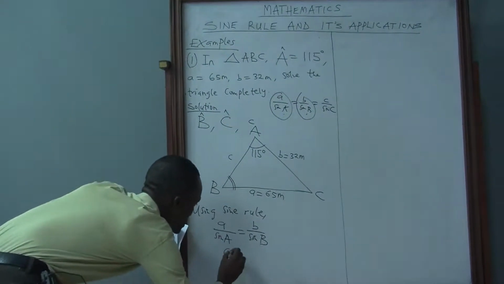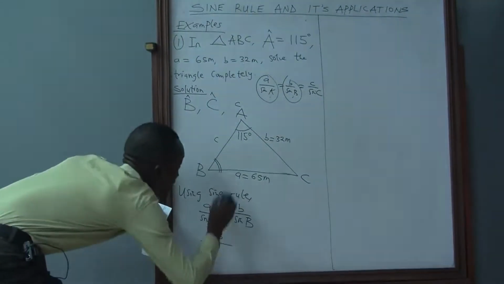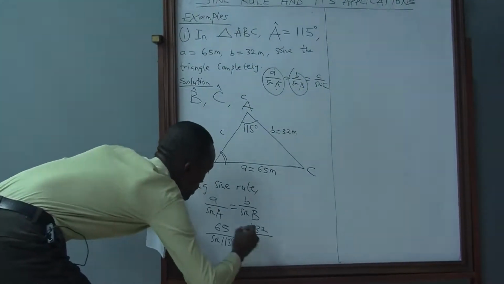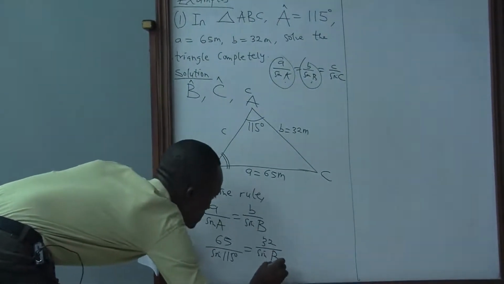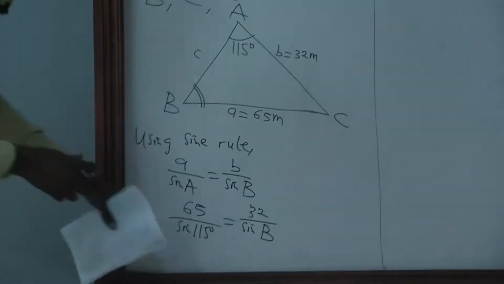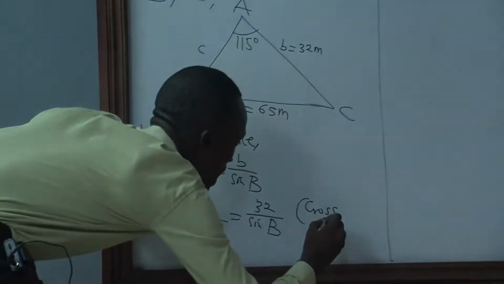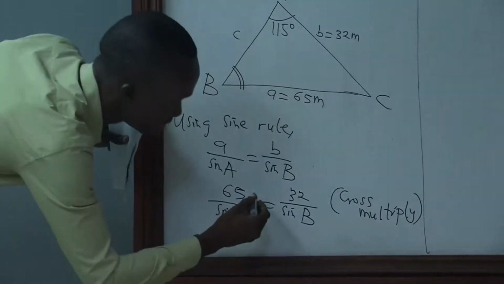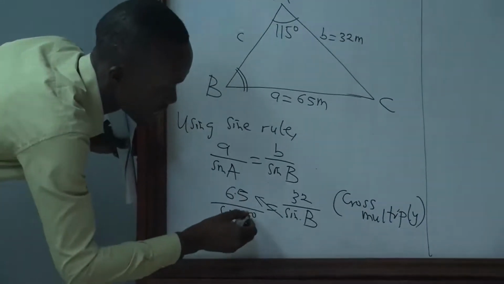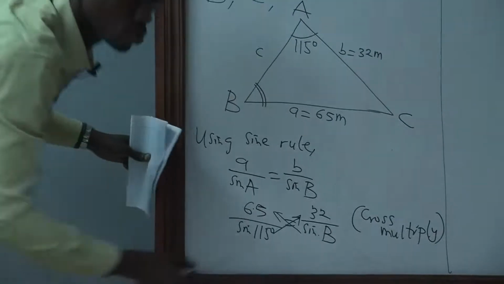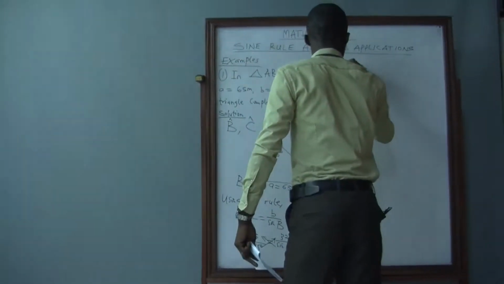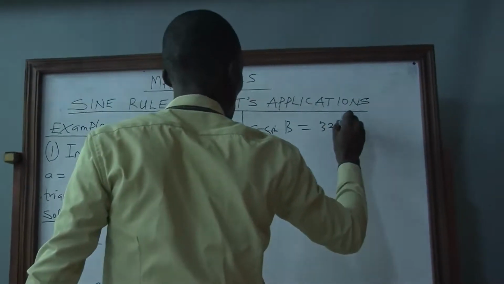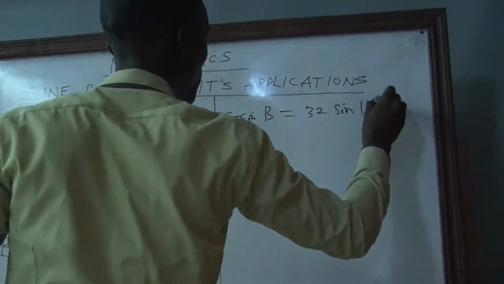So A from A is 65. Then we have sine A, that is sine 115, is equal to B is equal to 32. Then we don't know what B is, so we have sine B. From here, the next thing we do is we cross multiply. When we cross multiply, this one we multiply this. Then this one A, we multiply 32. So we have that as 65 sine B is equal to 32 sine 115 degree.